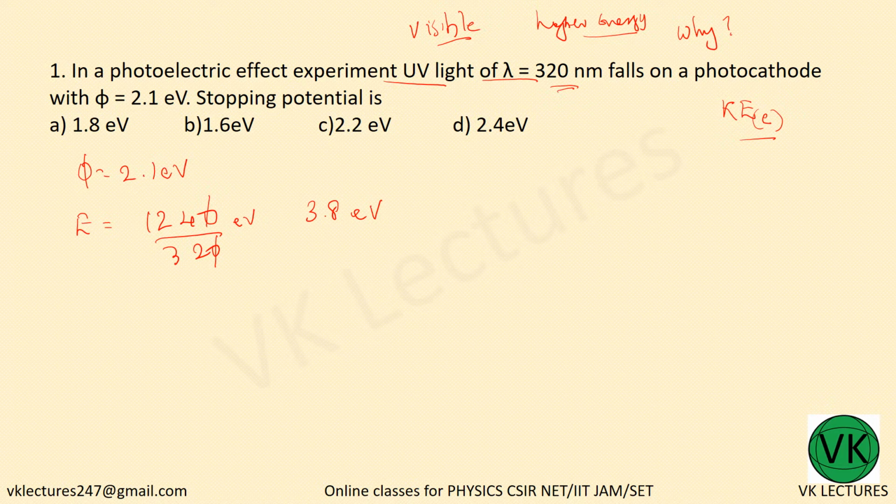3.8 or 3.9, you can write 3.9. Let it be. Okay. Now you have phi is equal to this much. So kinetic energy is equal to 3.9 minus 2.1, which is equal to 1.8 electron volt.